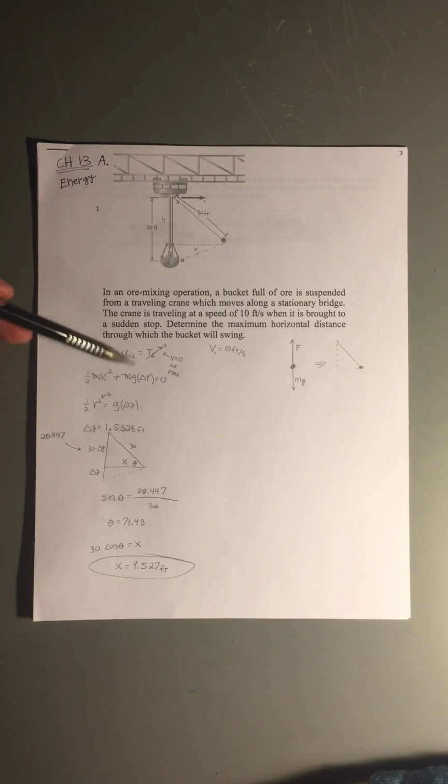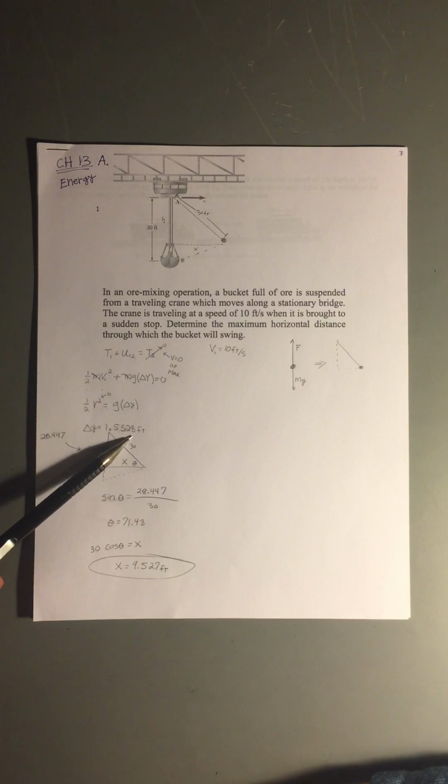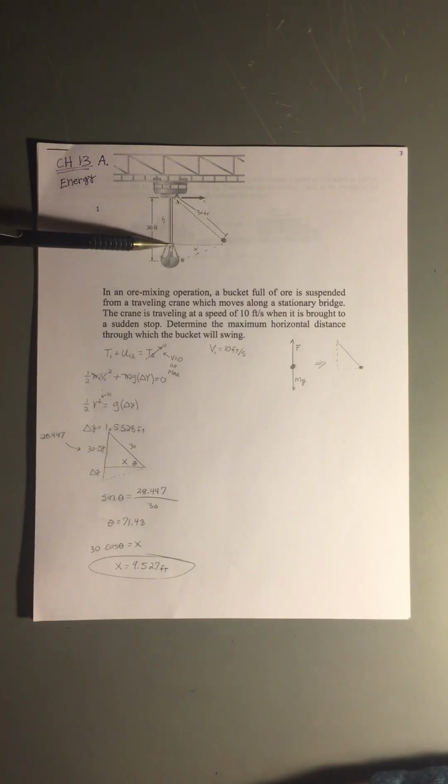We don't know that, but everything else here we know, because the masses will cancel out and we were given the velocity. So all I did was cancel the masses, rearrange this equation, plug in the 10 feet per second, and solving for delta y, we get 1.5528 feet, and that's from here to here.